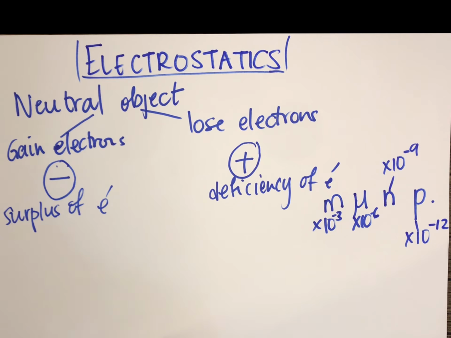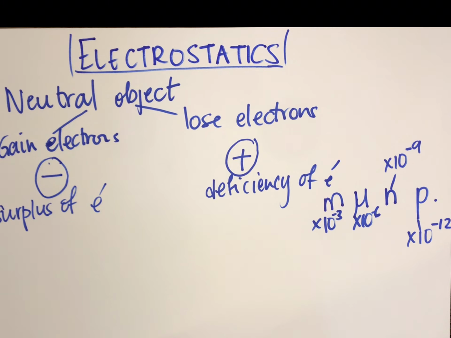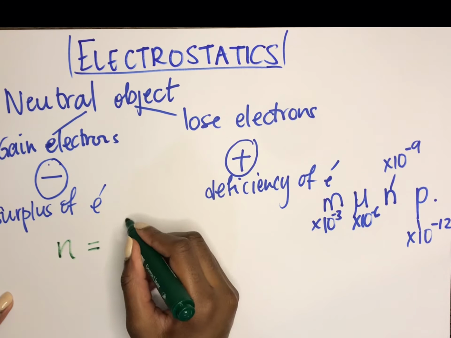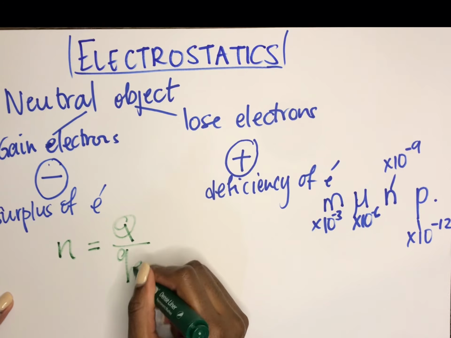So since you have either gained or lost electrons, you can quantify how many electrons you have gained and how many electrons you have lost, right, during your charging of the neutral object. So you can use what we call the principle of quantization of charge to calculate how many electrons were lost or how many electrons were gained, right? So quantization of charge is n is equal to Q over Qe.